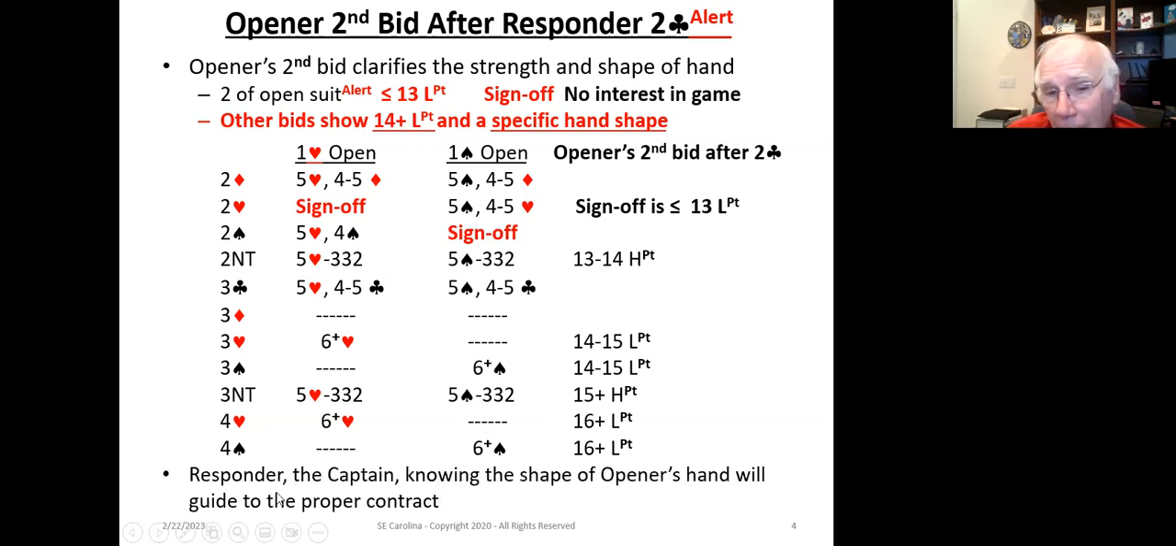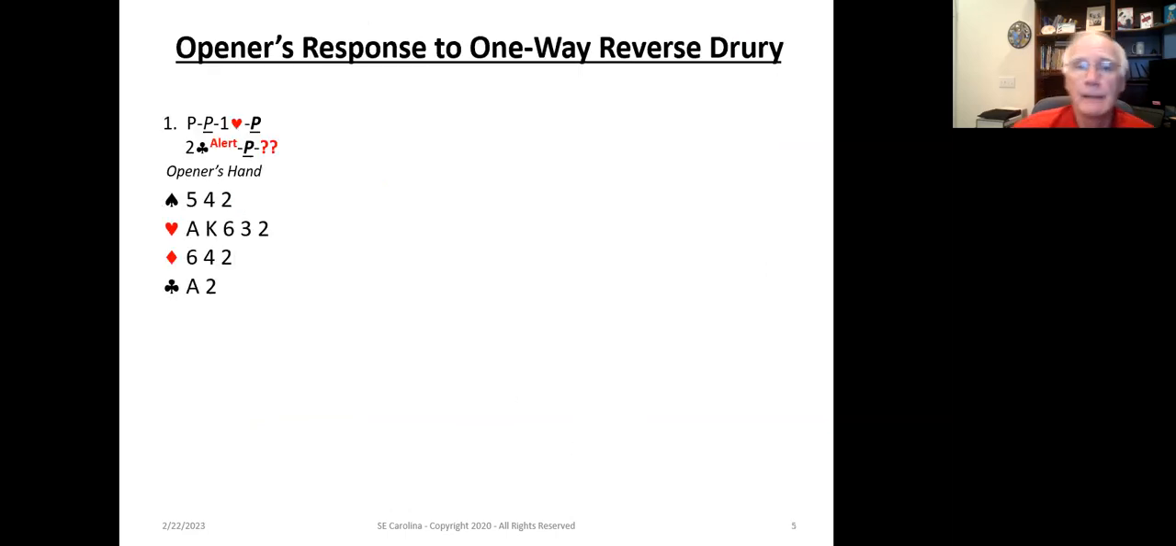Now remember, the responder is the captain. Knowing the shape of the opener's hand will allow the responder to look at their hand and say, how well does my hand fit with what the opener just told me? And then to make really informed decisions as to whether they should be in no trump or a suit contract and what level they should be in. Let's look at a couple of examples.